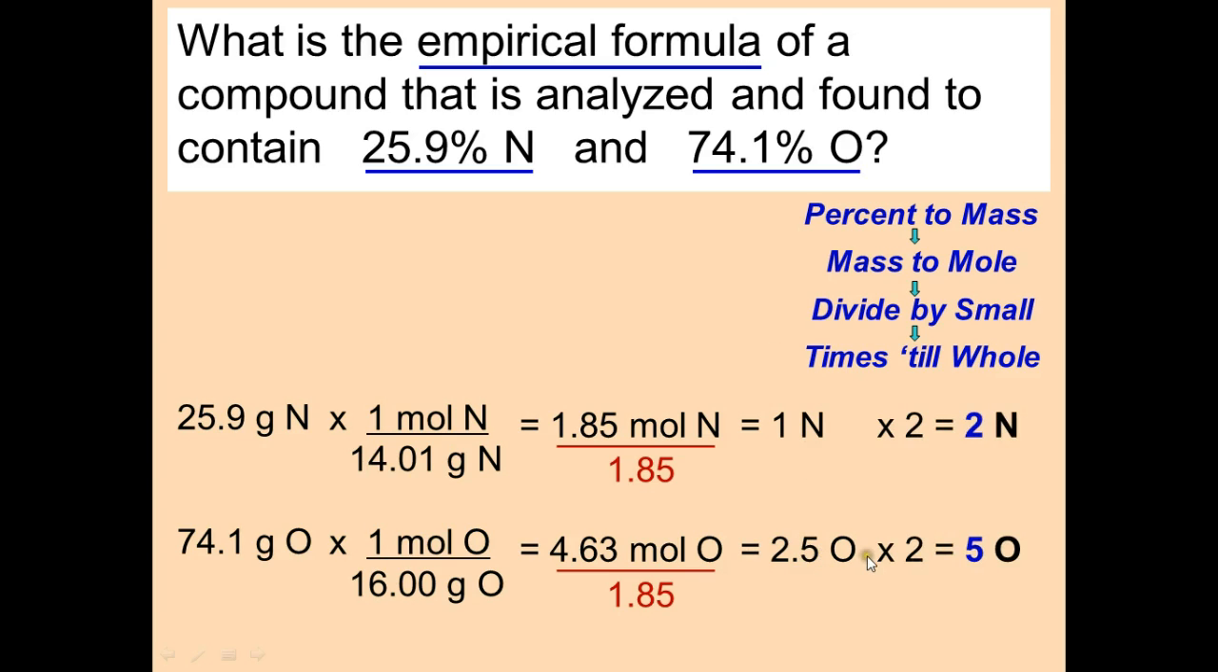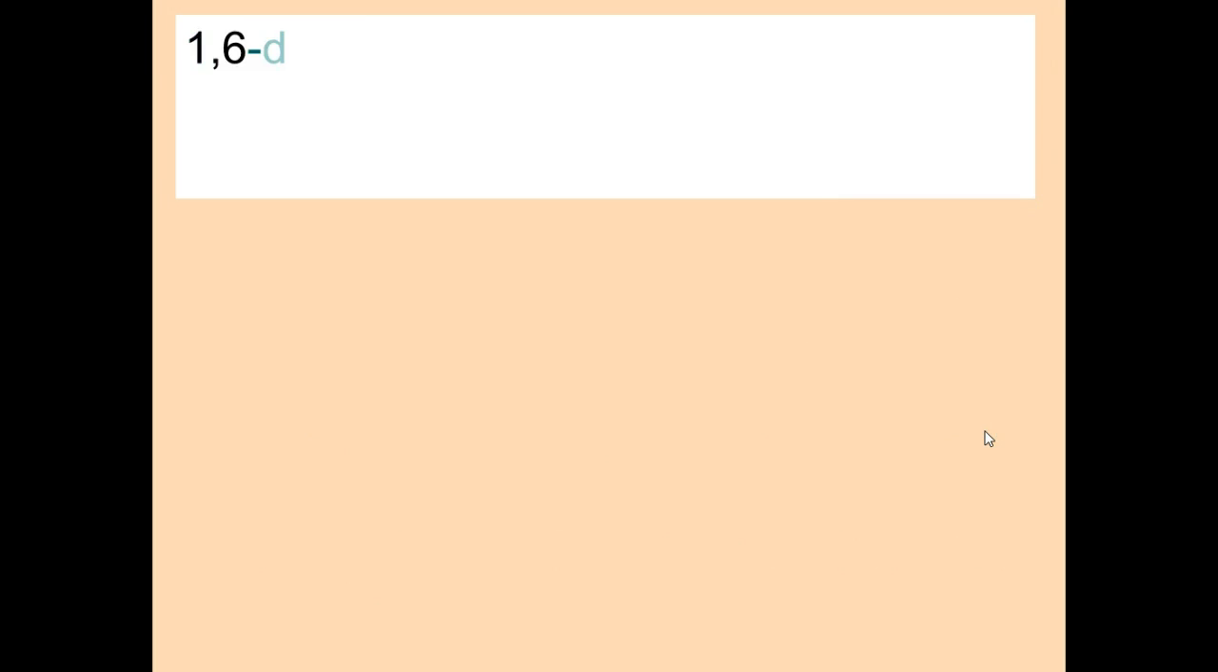So in this case, we multiply by 2 to get 5, and then we multiply 1 by 2 and get 2. So at the very end, we have the empirical formula: N₂O₅, or dinitrogen pentoxide. And so that's just bringing back naming of covalent compounds.